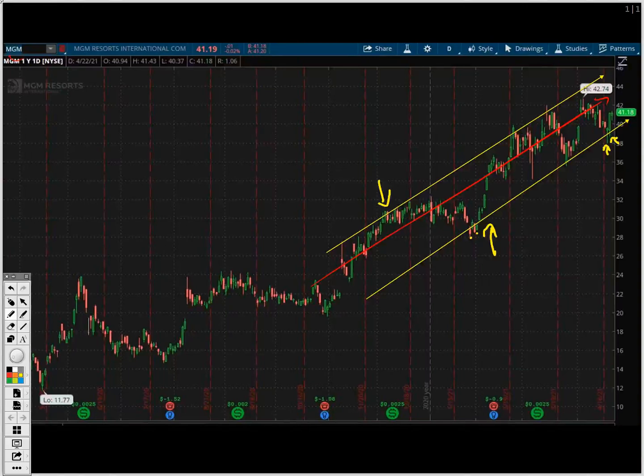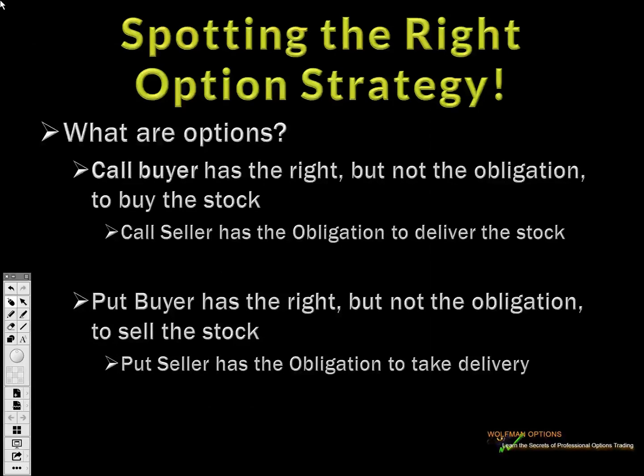I am looking at something to do with options. But first, let's talk about what are options for some of you folks that may be newer to options. Just a little bit of information here. All right, so a call buyer. Think about this from the call buyer's perspective. You have the right but not the obligation to buy that stock, right?